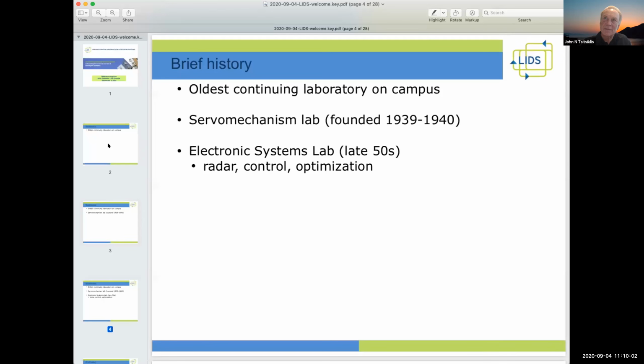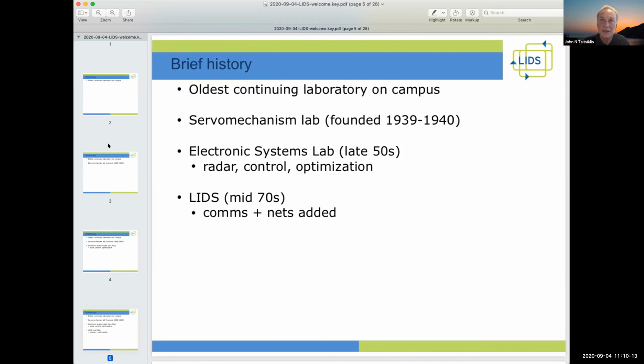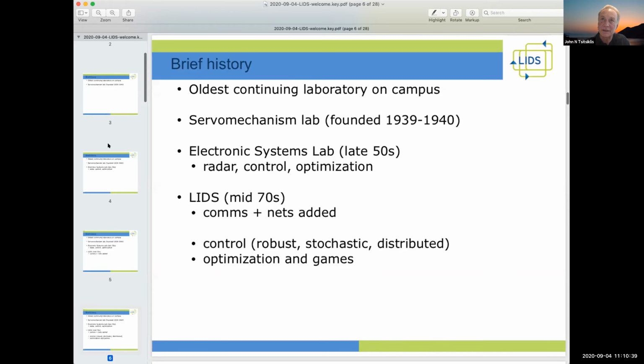It changed its name in the late 50s because electronics and computers came into the picture, and work continued on radar, control, optimization, and all that. The lab was really transformed in the mid-70s, at which time, while we already had people doing control, we had people doing communications and networks joining the lab, joining forces. This was because of a realization that problems in control and problems in communications shared a lot of the same ways of thinking and the same mathematical technologies. And the name of the lab was established at that time in the mid-70s. And there was a lot of activity then.